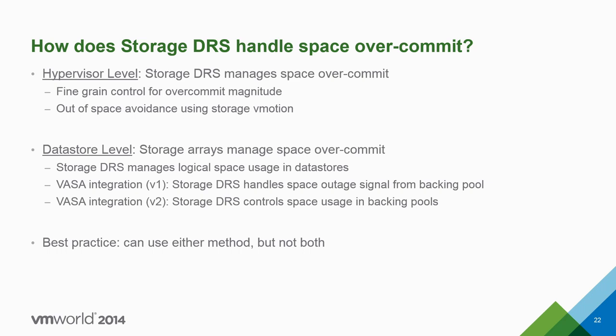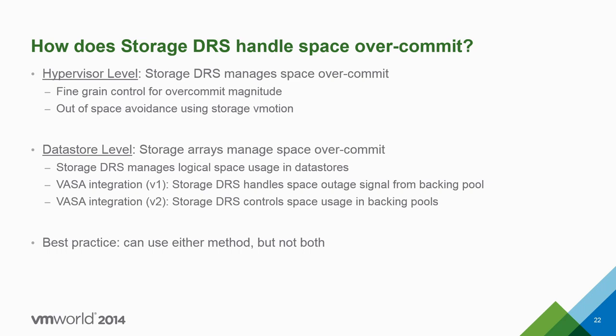There's a protocol called VASA, and if the array is VASA capable, it will tell storage DRS how much of the backing store is actually being consumed. Depending on which version of VASA you're running, in the case of version 1, there will be a signal coming to storage DRS. As a result of that signal, storage DRS will stop using that data store if the backing store capacity is running low. In the case of version 2, storage DRS gets a bit more intelligent and will understand which 2 or 3 data stores are sharing the same backing pool, and then will make migration decisions appropriately.